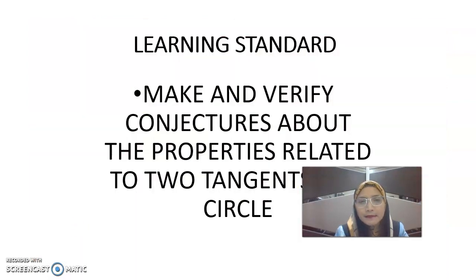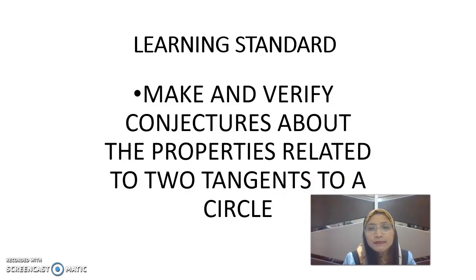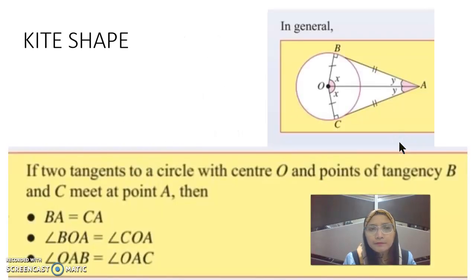Our learning standard is to make and verify conjectures about the property related to two tangents to a circle. Look at the diagram. There is a quadrilateral ABOC. The quadrilateral ABOC has a kite shape. That means they have a symmetrical shape.